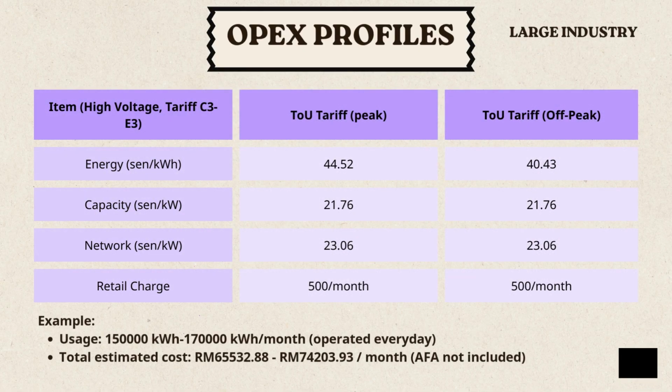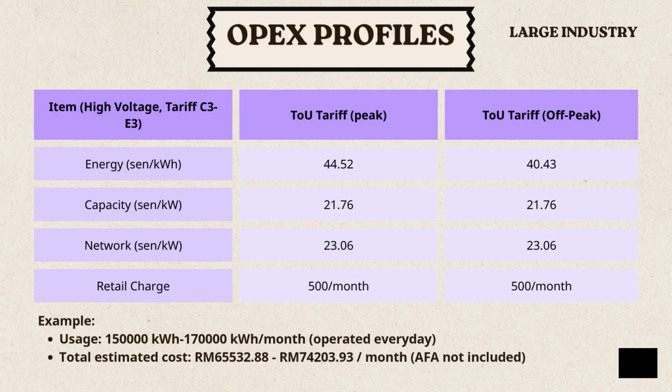Now, let's look at the OPEX profile for large industry under the high voltage tariff. It's just the same as the SME. The tariff will split into peak hour and off-peak hour. So the energy charge is 44.52 cents for the peak hours and 40.43 cents per kilowatt for the off-peak hours. Capacity for both peak hours and off-peak hours is 21.76. Meanwhile, the network is 23.06 cents per kilowatt.